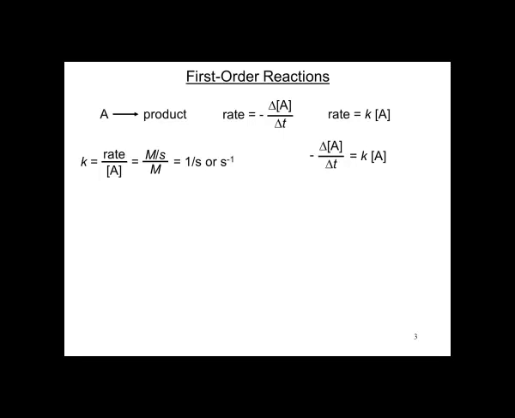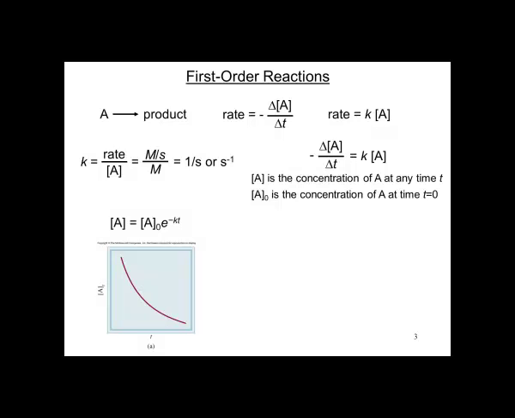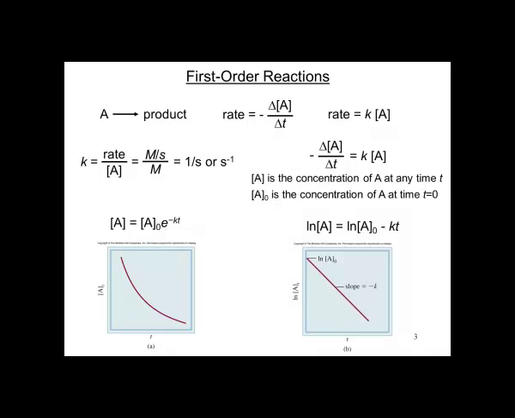The change in the concentration of A with the change in time is equal to k times the concentration of A. If we integrate this equation, we can get the following. The concentration of A is equal to the initial concentration of A times e to the minus kt. If we plot the concentration of A versus time, it's an exponential decay curve. But if we plot the log of the concentration of A versus time, we get a straight line whose slope is equal to minus k, and intercept equals the log of the initial concentration of A. The expression is the log of A equals the log of A sub 0 minus kt.